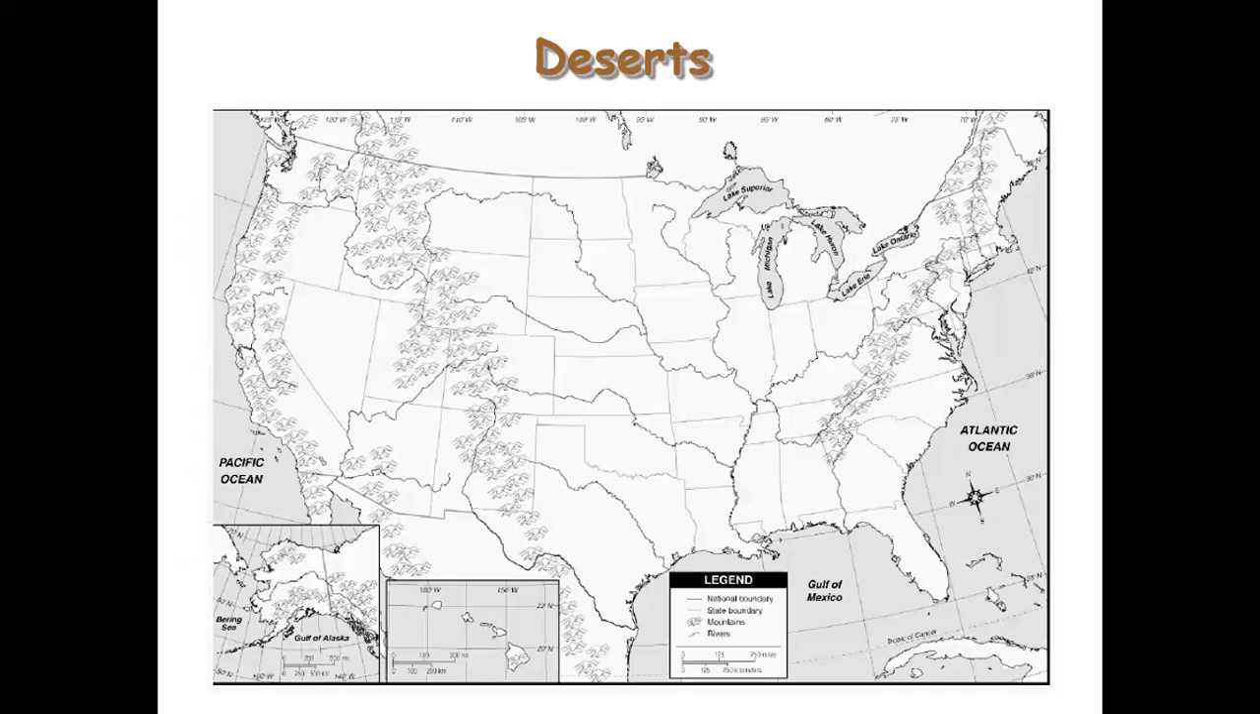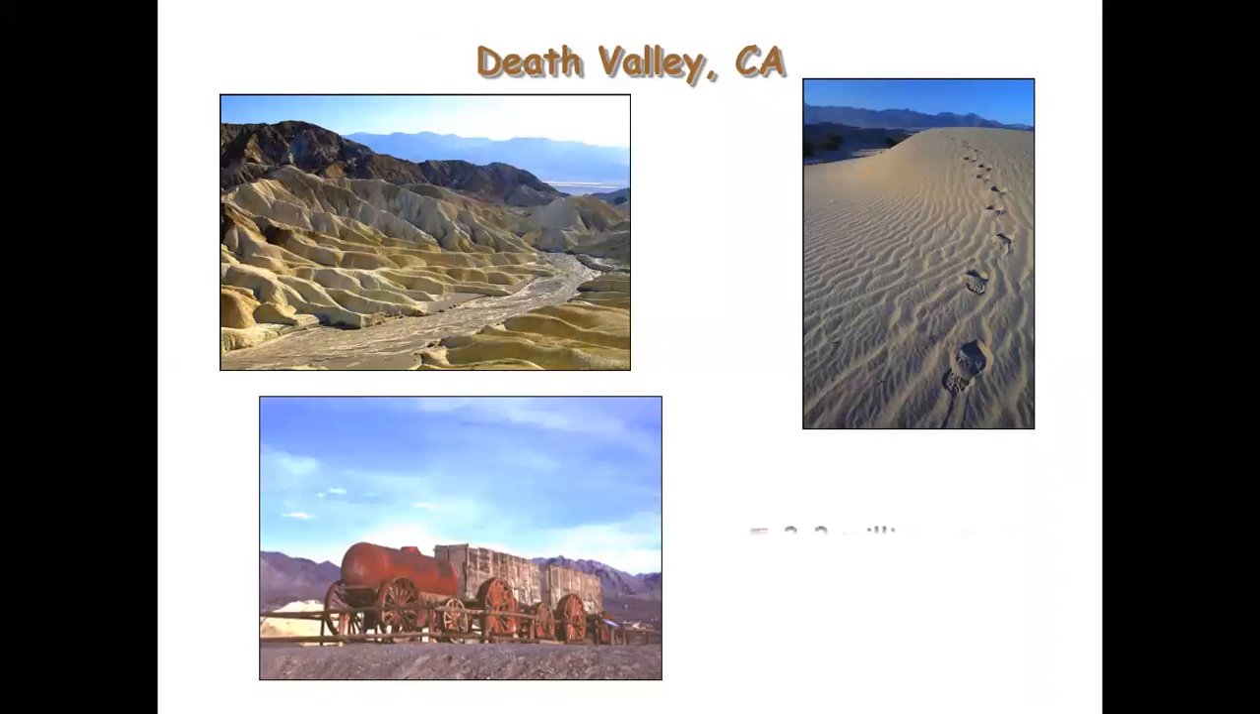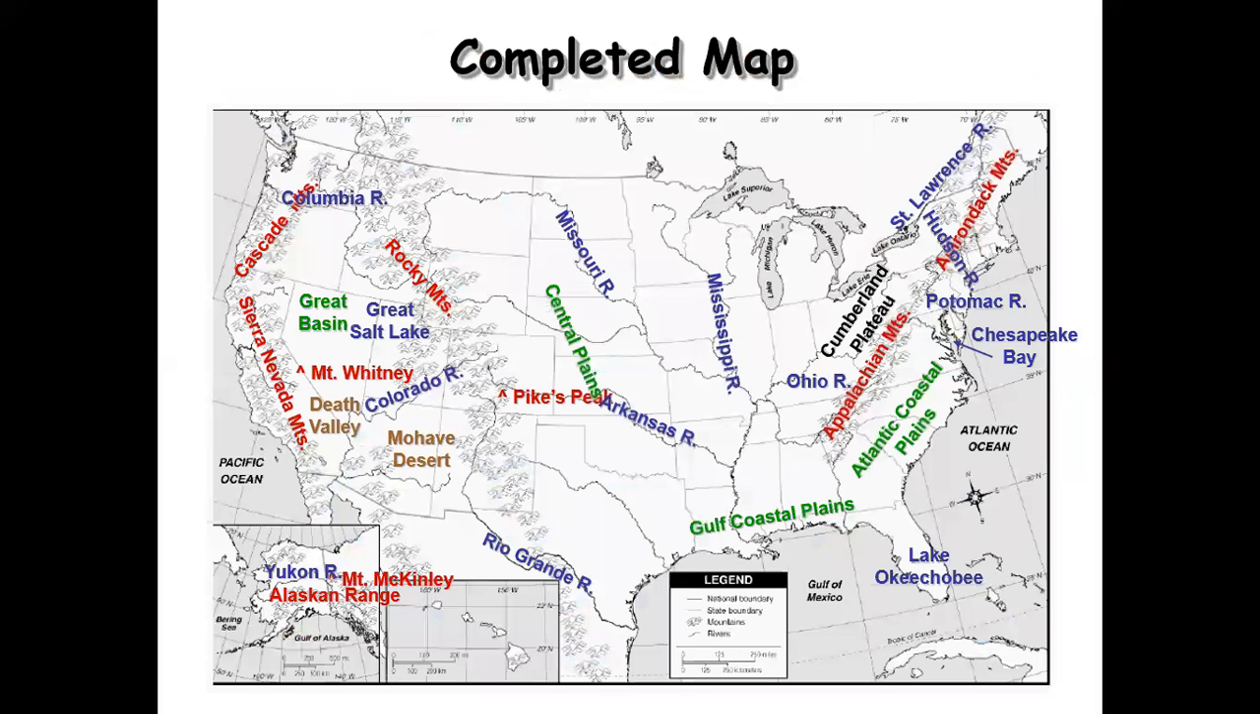All right. America does have its deserts as well. We have the Mojave Desert of Arizona and New Mexico, as well as Death Valley, which is on the border of Nevada and California. Death Valley, they use that a lot as a backdrop for a lot of Western films, if this looks familiar to anybody. So, if we were to complete that map of everything we've looked at, this is what it would look like.